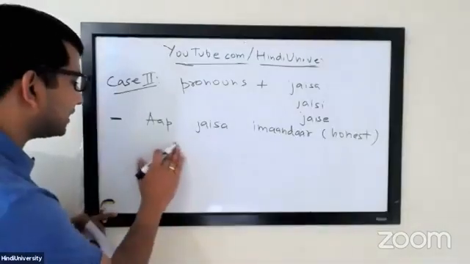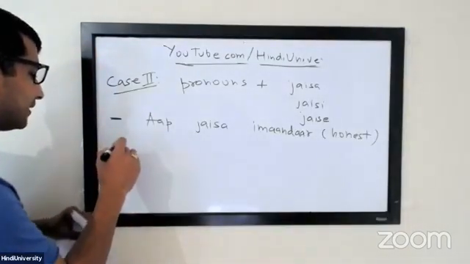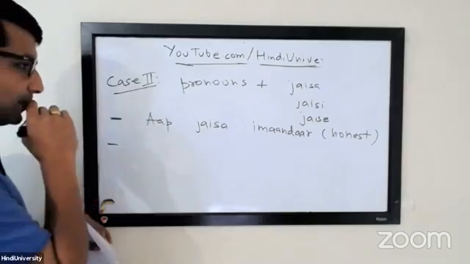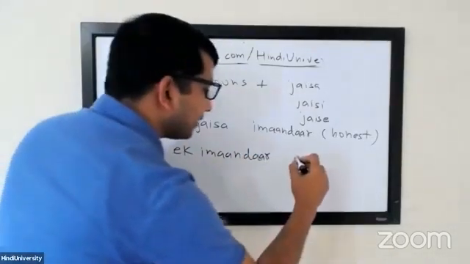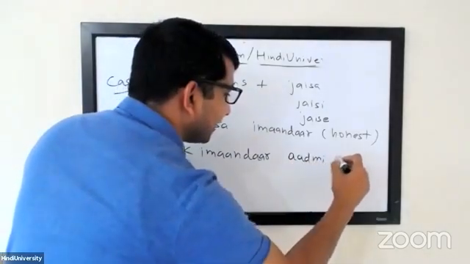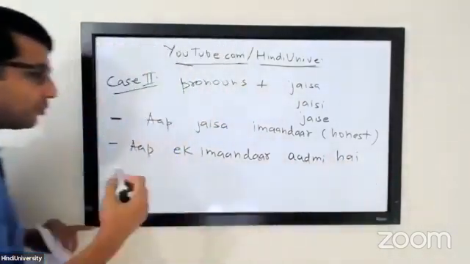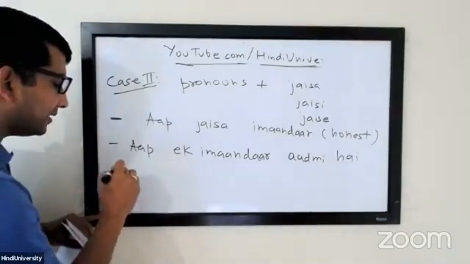Okay, let's do that as well. How will you say that? आप एक ईमानदार लोग... very good. जैसा है. So let's say you have आप एक ईमानदार आदमी हैं. Let's say you want to write a short story. आप एक ईमानदार आदमी हैं.